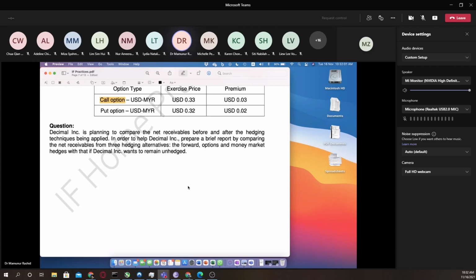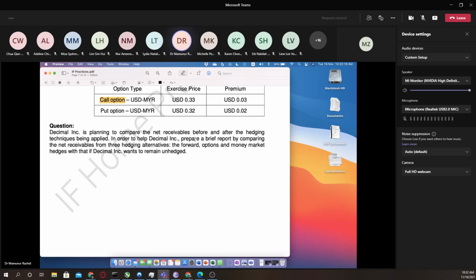So, difference of time frame. The only problem is you need to follow the steps in money market hedge. For payables and receivables, there are different steps, and you need to follow that. And for call option and put option also, you need to follow carefully.